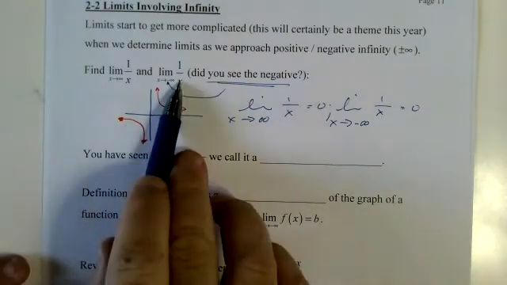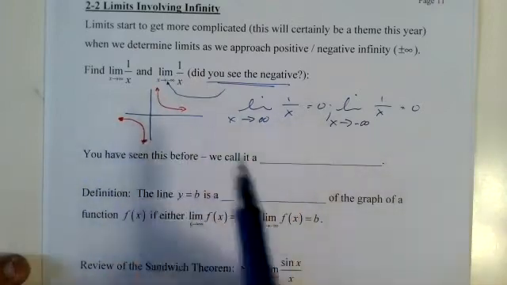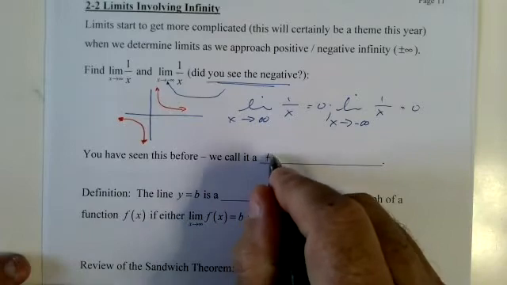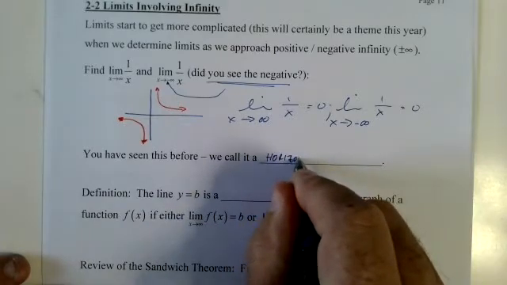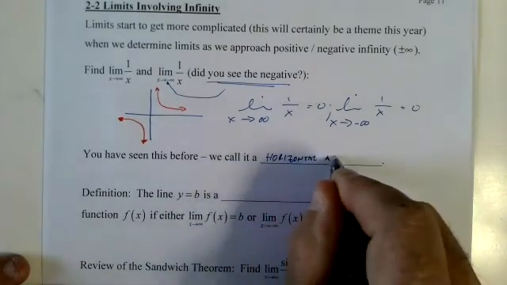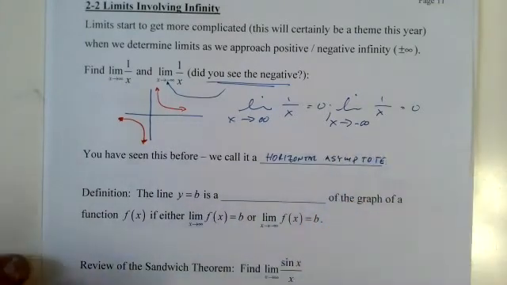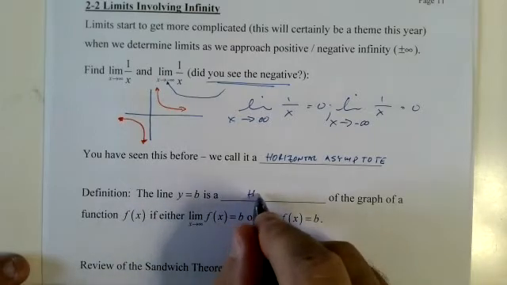So you've seen this before. The power on the bottom is bigger than the power on the top, so it approaches 0. It was a rule we had from pre-calculus. We call it a horizontal asymptote. It's probably not the worst idea to learn how to spell asymptote. So we define it: the line y equals b is a horizontal asymptote if the limit at infinity is b.